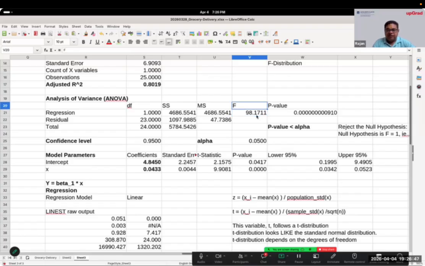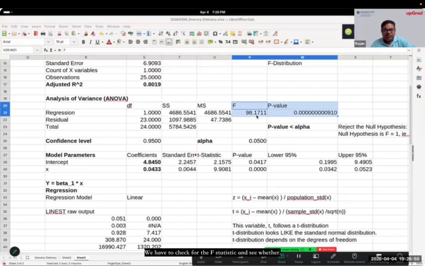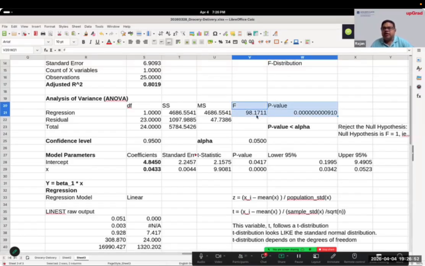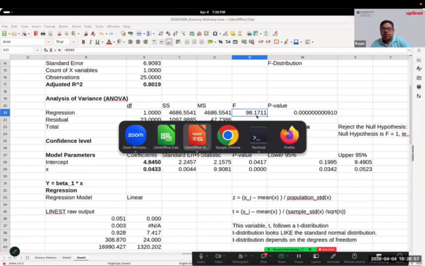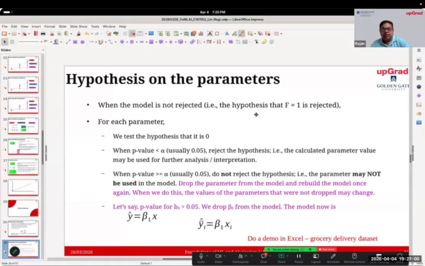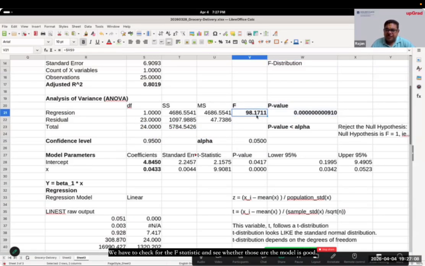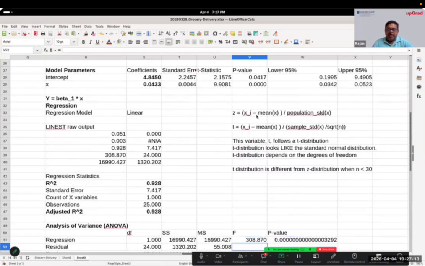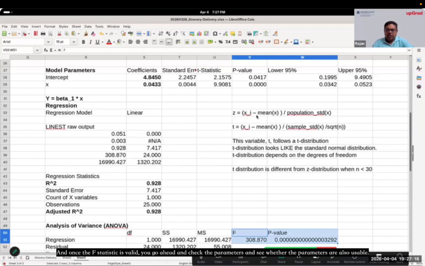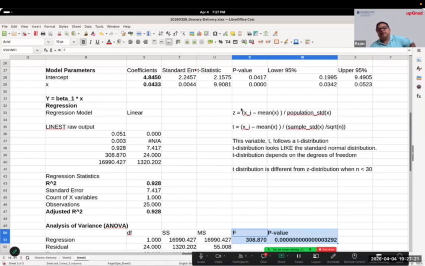We have to check for the F statistic and see whether the model is still valid. As soon as the prediction errors start increasing and breach the threshold we had set for the errors, what you do is stop, include all the new data, and put the parameters back with the older data, see whether the parameters are also useful. Do this exercise once again.